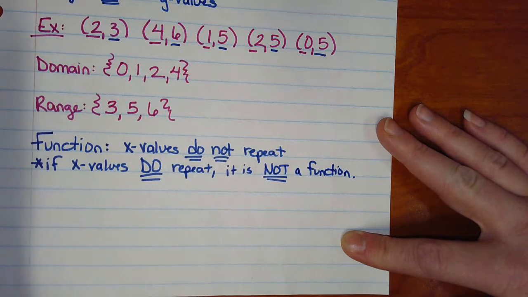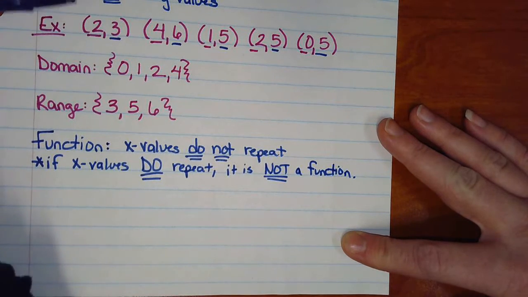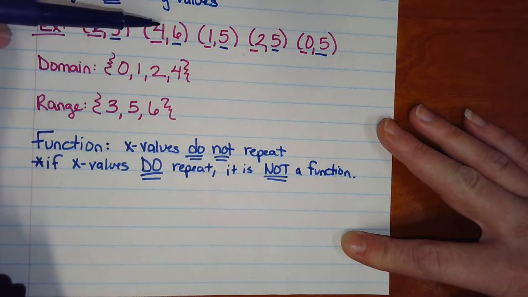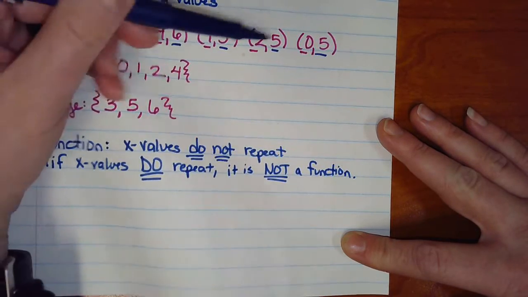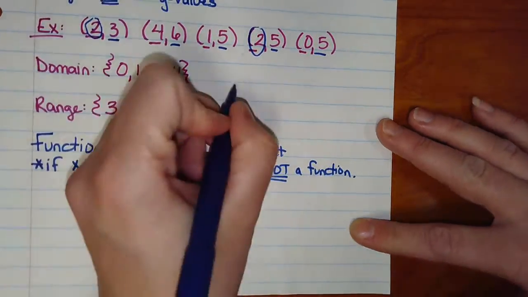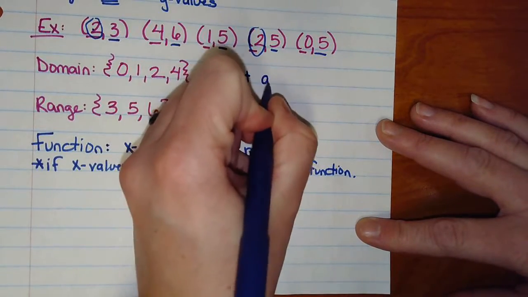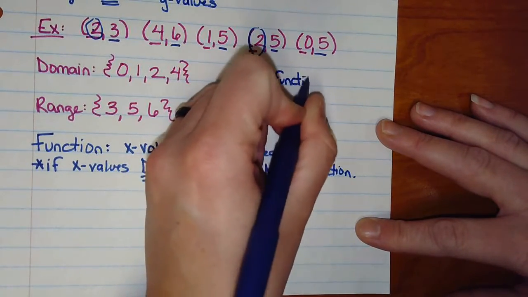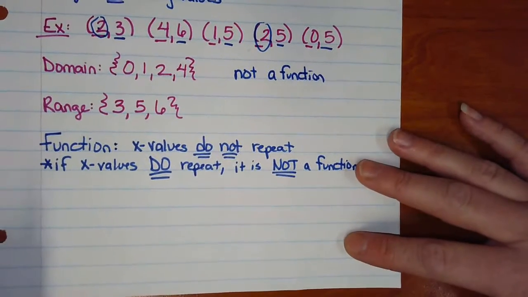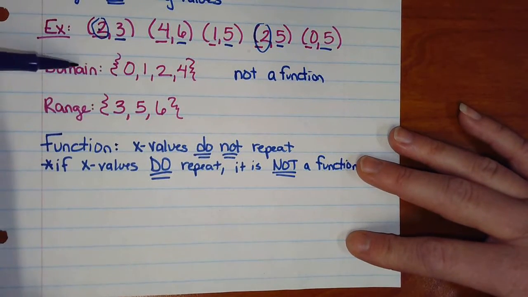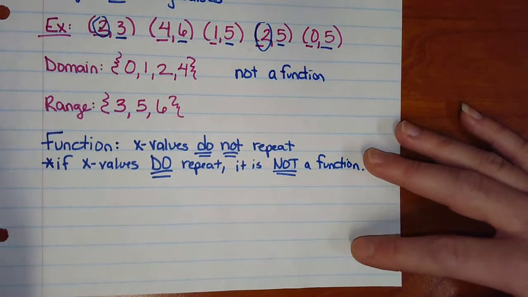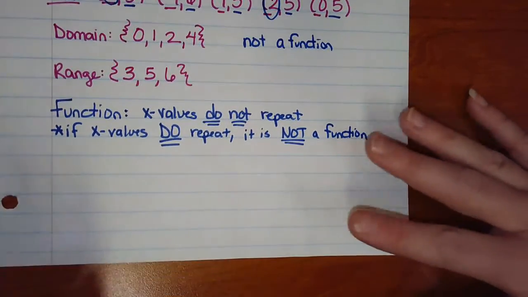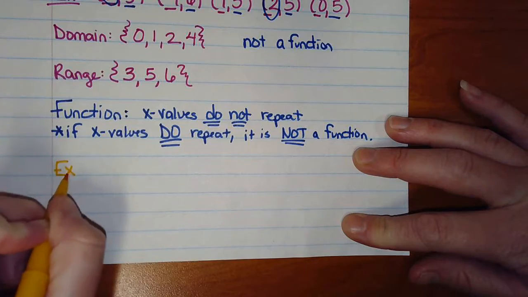So if we take a look back at our example up here, for our x values we had a 2, a 4, a 1, a 2, and a 0. So 2 repeated. So that means that this is not a function. So we can add to our problems now. We're going to be identifying the domain, identifying the range, and identifying whether it's a function or not. So let's take a look at one more example on that.